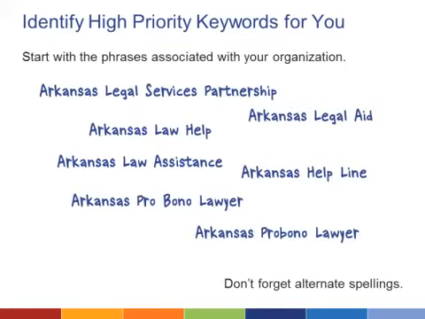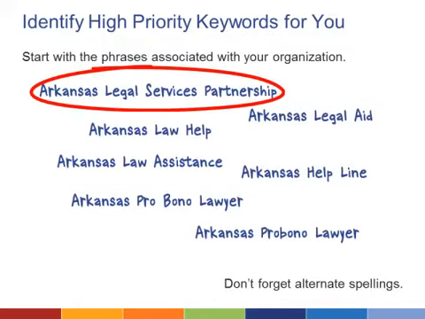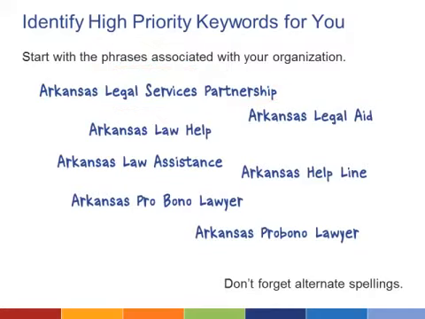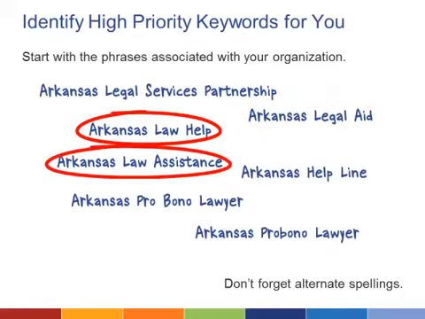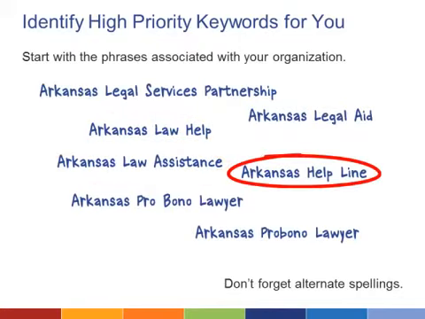First, there's your name and any variants on your name. Here, the organization name is Arkansas Legal Services Partnership. You would certainly want to include both the official name and anything people often call you in shorthand or in error. For this instance, a variation like Arkansas Legal Aid. Then, think of phrases that people might use to search for you, like Arkansas Law Help or Arkansas Law Assistance. Should also consider the names of programs, like Arkansas Helpline, or the names of key staff members.